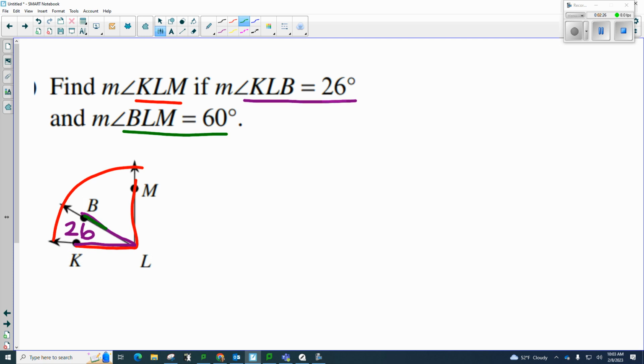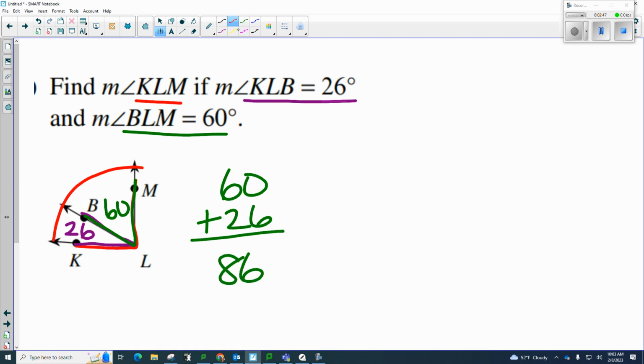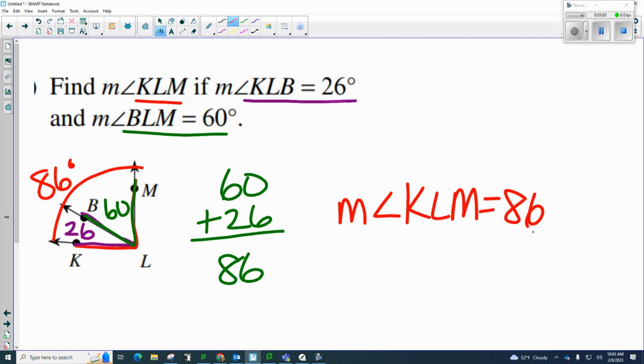If I start at B, go down to L and up to M, this angle here is going to be 60. Knowing that those two adjacent angles put together make the whole big angle, I can just add the two measures together, and that will give me what the whole angle is. So KLM is 86 degrees. One thing I should talk about, that lowercase m means measure. So this is saying the measure of angle KLM equals 86 degrees.